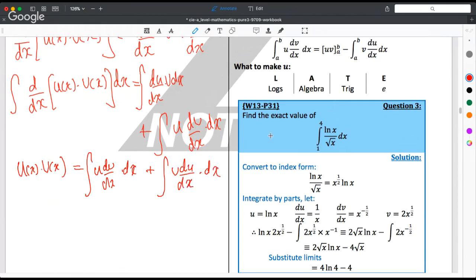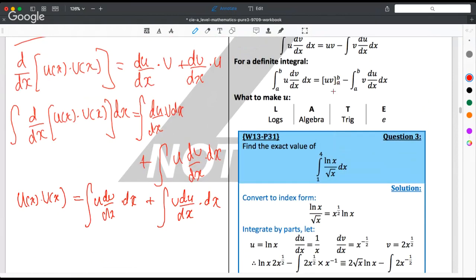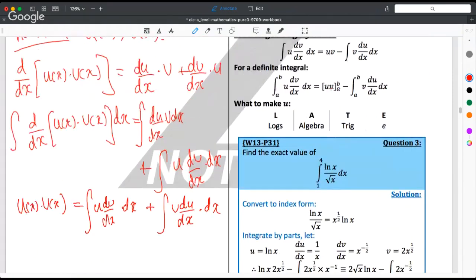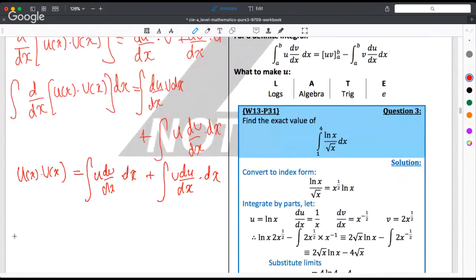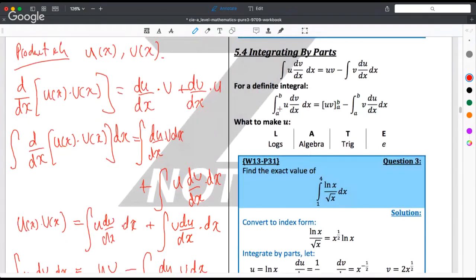I've stopped the order again. Okay, but we can see that this is essentially the same thing. The only step I need to do now is put everything on the right side, equals uv minus the integral of du by dx v dx. So it comes from the product rule, and here they've put in limits.